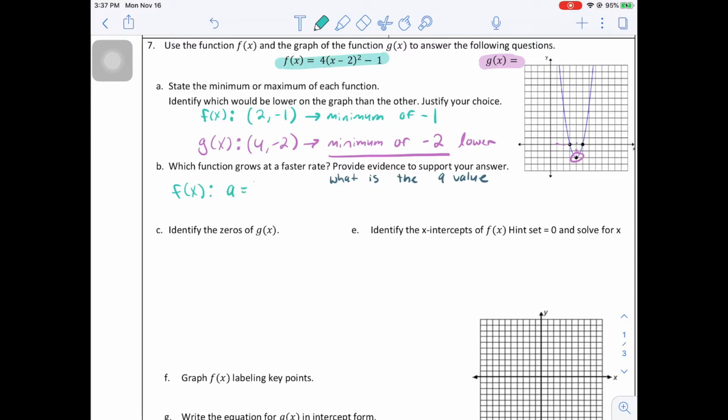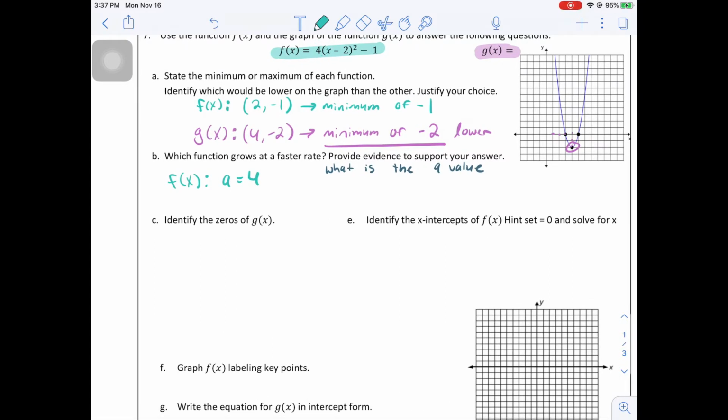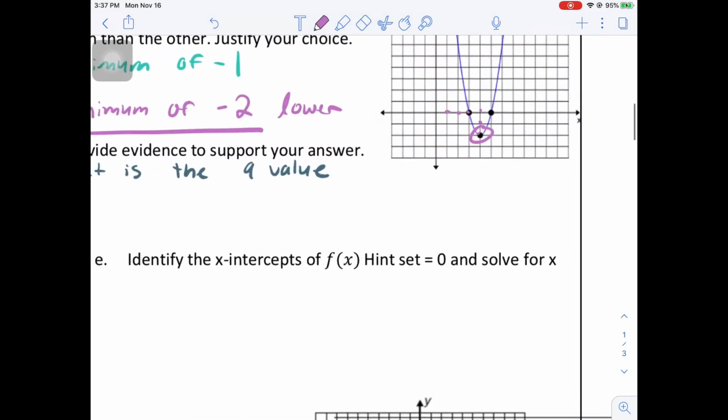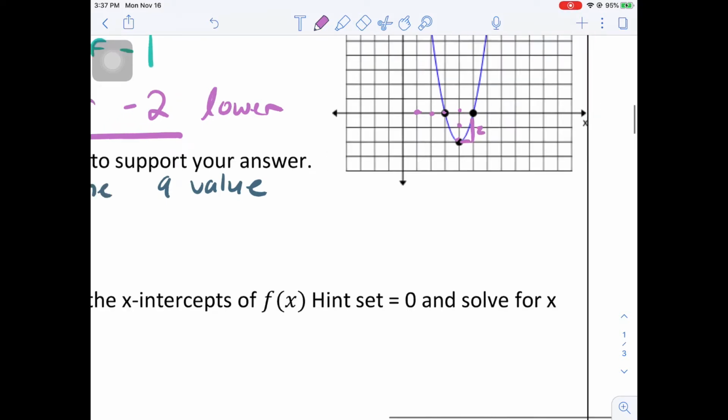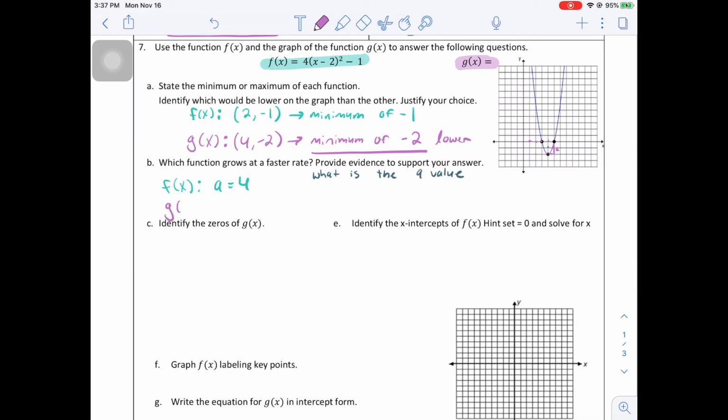Well, for f of x, a is equal to 4. Okay, that's seen in the equation. A is 4. For g of x, we have multiple ways of figuring out what the a value is. If we're really good at graphing, you can see as you go to the right one, it goes up 2. So that would be an a value of 2.